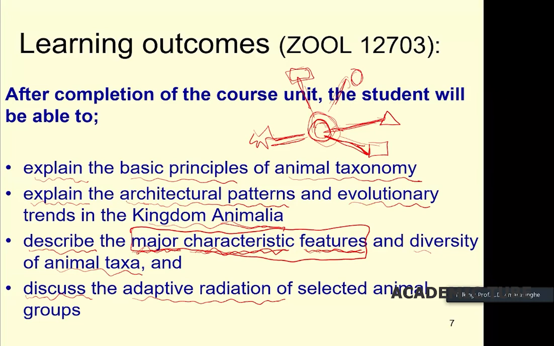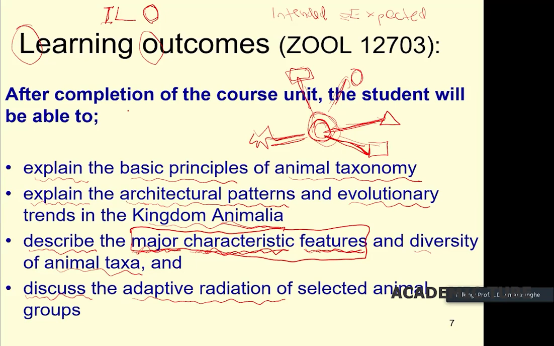So those are the learning outcomes. Learning outcomes we call LO. Learning outcomes of this course unit. Usually the learning outcomes we refer to as the expected learning outcomes. Expected. And we call it intended. Intended learning outcomes, so we refer to it as intended learning outcomes or ILOs of ZOOL 12703. Okay. Now you are very clear about what the ILOs or intended learning outcomes of ZOOL 12703 are.